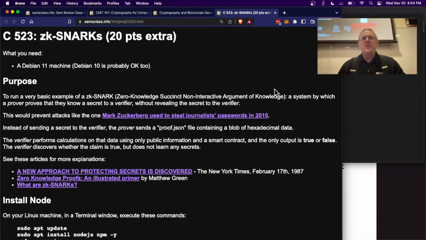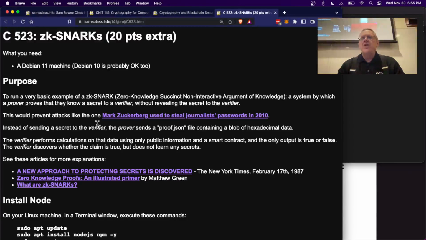You can ask a question of a system. For example, you can prove that you know a password. Someone could ask you, do you know the password? And you could prove that you know the password without sending the password over the wire at all. And that would be very useful.